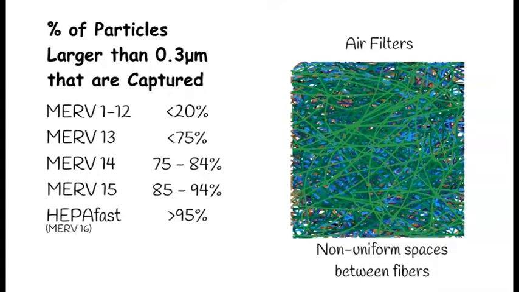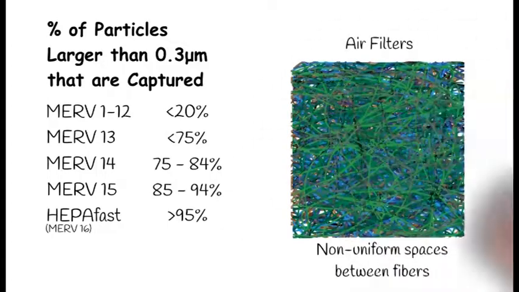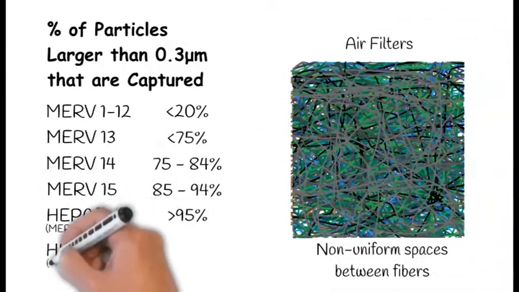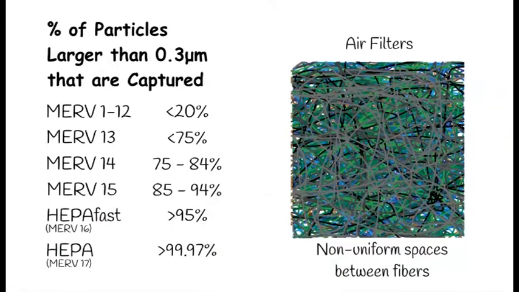The next level of filter cleaning efficiency is a HEPA filter. A HEPA filter can clean 99.97% of particles larger than 0.3 microns. For many years, HEPA was the ultimate level of air filtration that was available commercially.